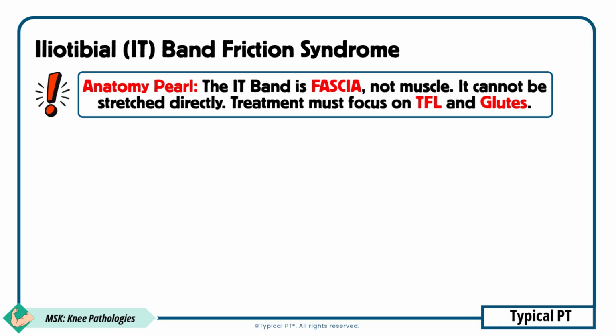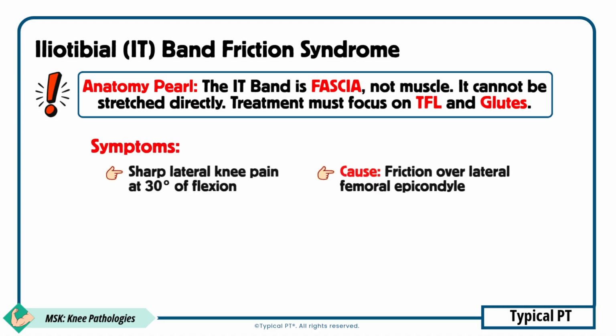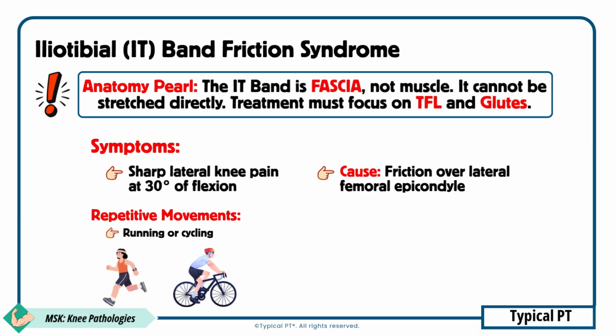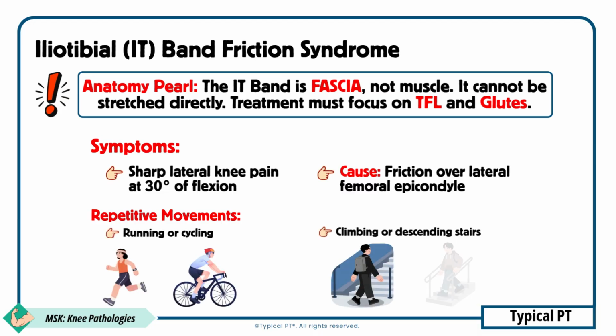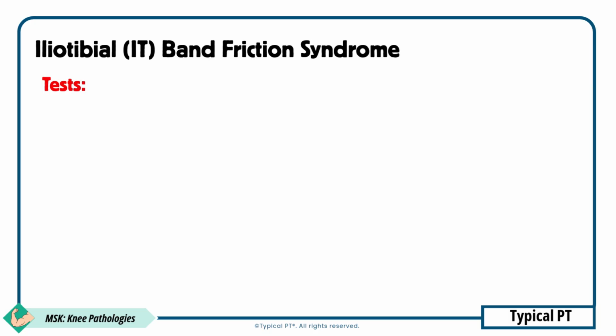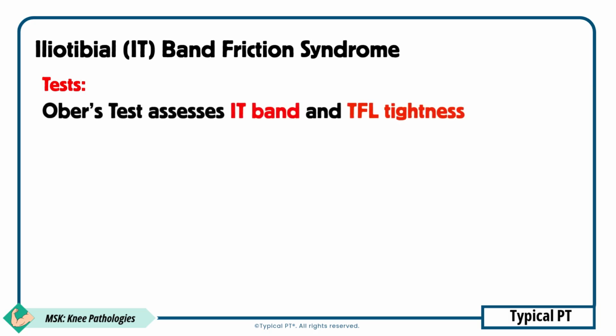Treatment must focus on stretching and releasing the muscles that attach to it, specifically the tensor fascia latae and the gluteals. Patients report sharp lateral knee pain that's often hard to localize. They'll notice it with repetitive movements like running or cycling, and particularly with climbing or descending stairs. Two tests to know: Ober's test and Noble's compression test.